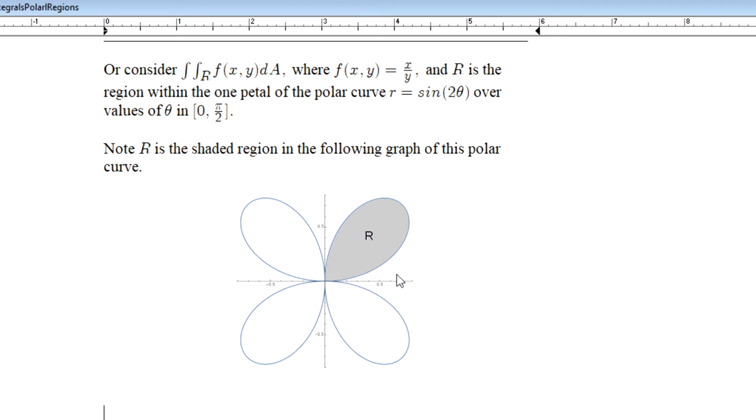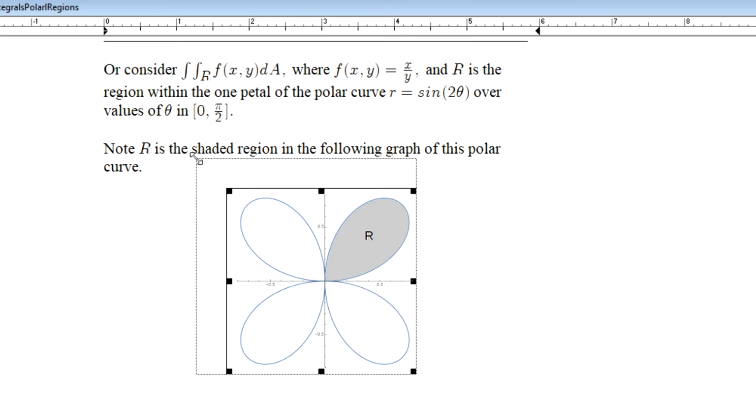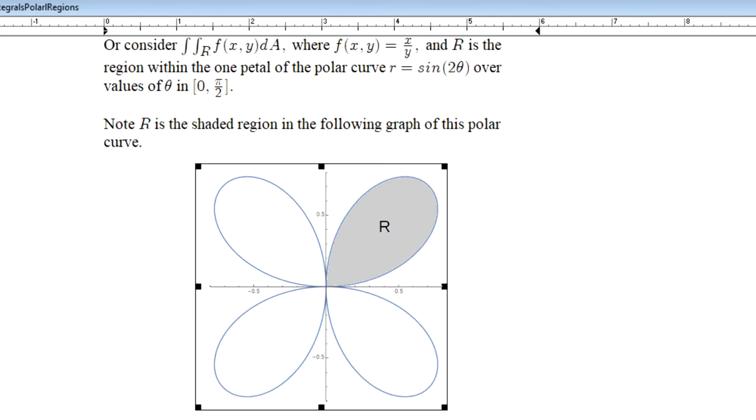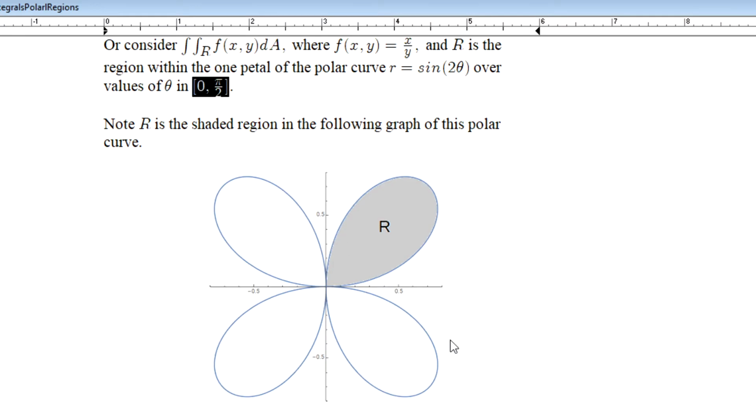This region of R forms from angle measurement theta equal to 0, right? Theta equal to 0 falling along the x-axis around to where theta equals pi over 2, which would be straight up and down along the positive portion of the y-axis. As theta goes from 0 to pi over 2, this one loop of this 4-petal rose curve forms. Right? This rose curve found by the polar function r equal to the sine of 2 theta.